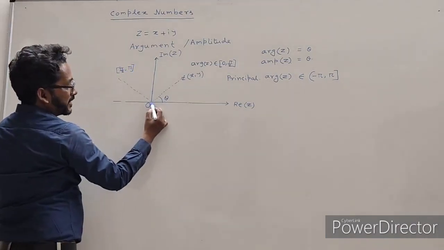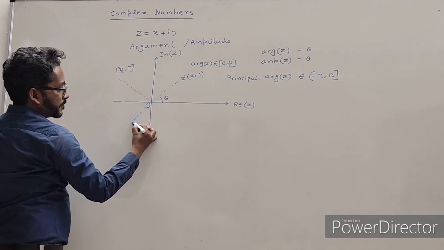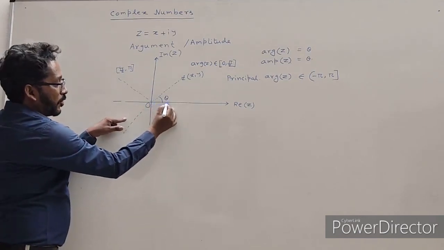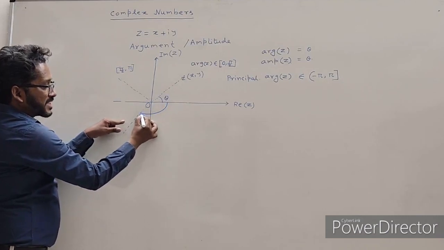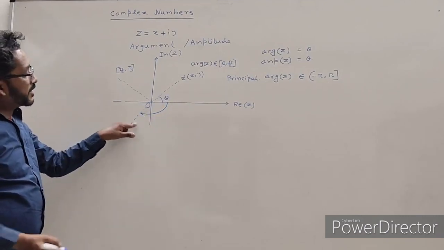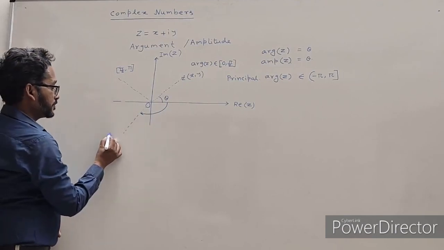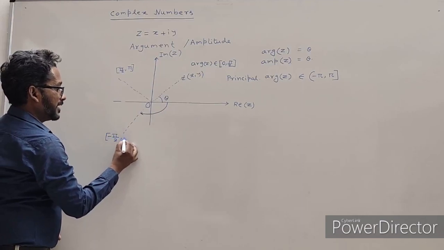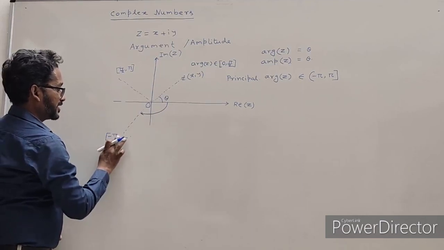If it is lying in the third quadrant, then what will happen? We'll just calculate this angle in a clockwise direction and put a negative sign. So that's why in this quadrant, it should lie between minus pi by 2 to minus pi. Or we can write minus pi by 2 to minus pi.